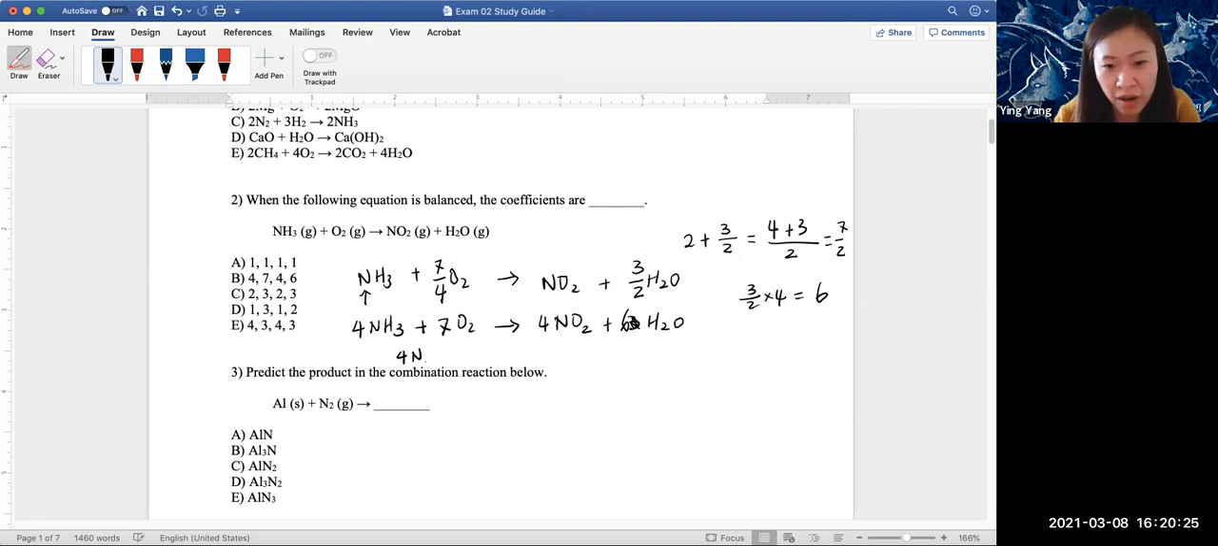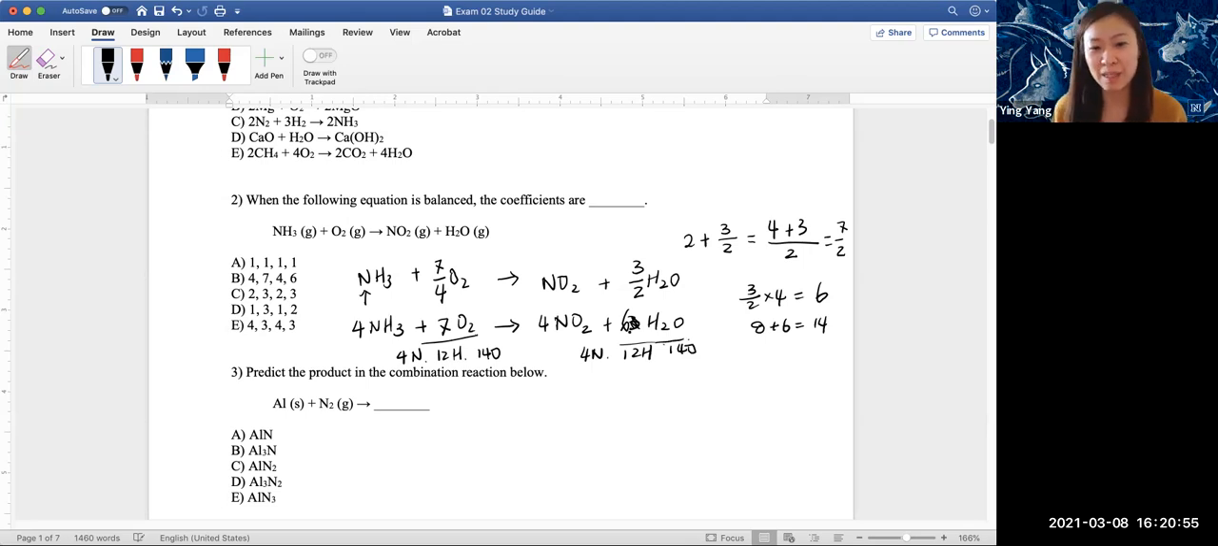So there are 4 nitrogen, 12 hydrogen, and 14 oxygen on the reactant side. Let's see the products. 4 nitrogen, and hydrogen, we have 2 times 6, 12 hydrogen, and oxygen, we have 8 here and 6 here. So 8 plus 6, that's 14. So we have 14 oxygen. And now this equation is balanced. And the coefficients are 4, 7, 4, 6. So the answer is B.